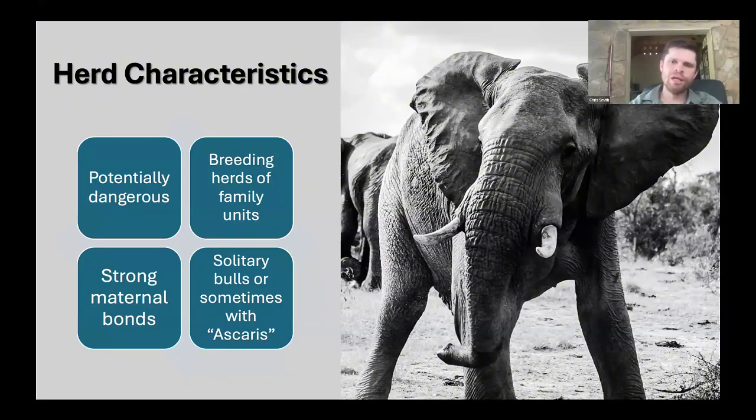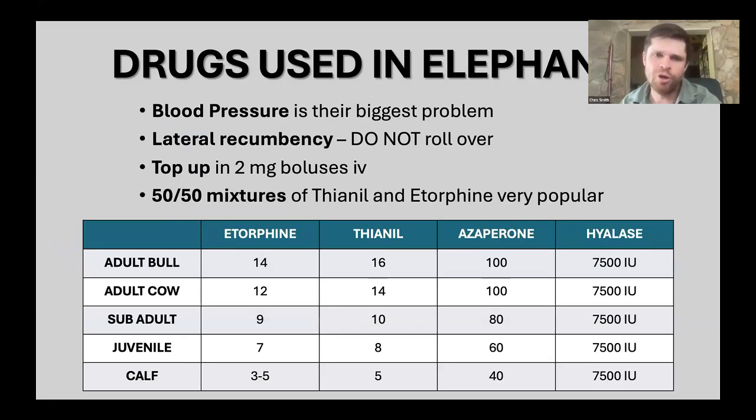You'll see that I'm only going to have one slide on the drugs used in elephants, and that's just because it's a very standard protocol that we use. That is a potent opioid with azaperone and hyaluronidase. With etorphine and thiofentanyl, you'll see that you need a little bit more thiofentanyl if you're working with elephants compared to etorphine. But generally what we do now is use a 50-50 mix of both thiofentanyl and etorphine.